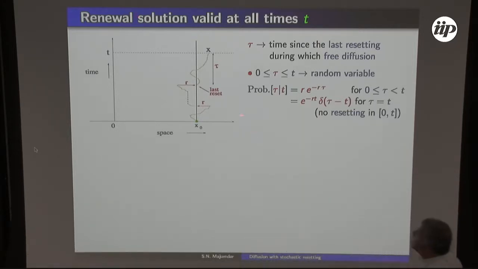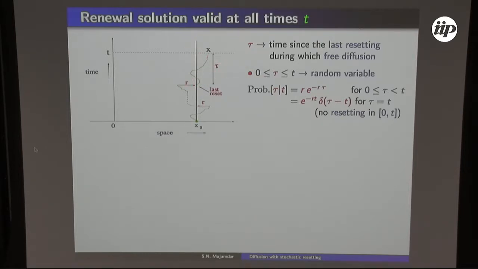It's very easy because it's just a Poisson process: with probability r δt you are resetting, with probability 1 minus r δt you are not resetting. So this is just an exponential distribution as long as τ is less than t. And if τ equals t, that means there's no resetting. The probability of no resetting is just e^(-rt). Okay? So you can check that this is a normalized distribution given t. And so I know this distribution of the time since the last reset.